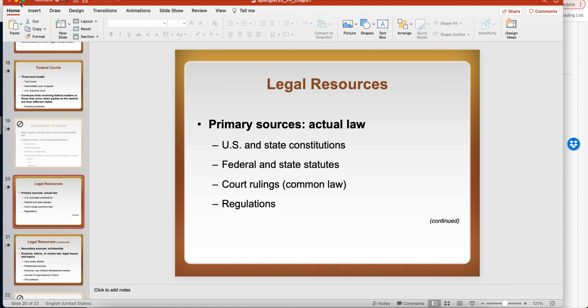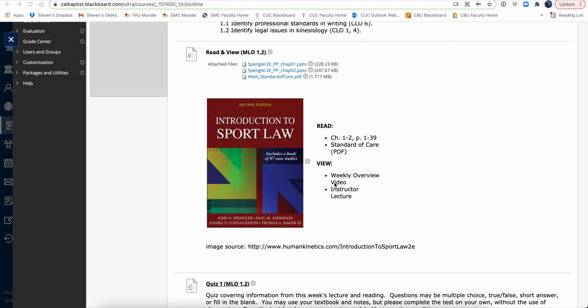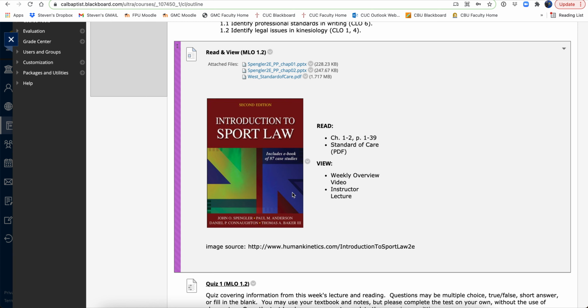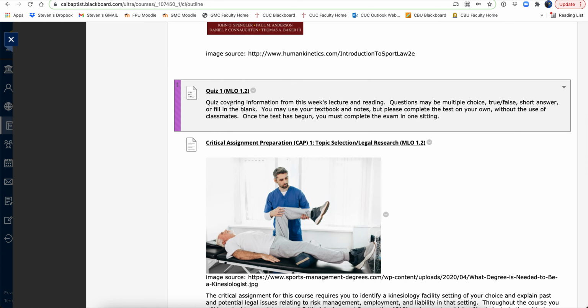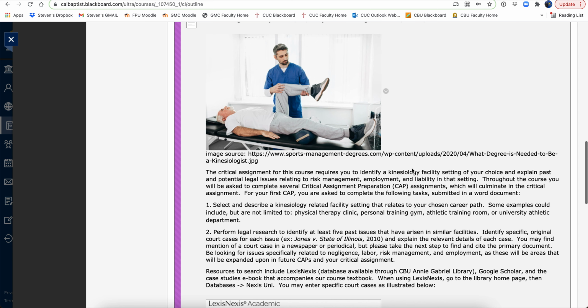All right, so that is basically the first two chapters that you should take a look at. Of course, dive into the reading. There's more case studies that go along with this, and then the standard of care PDF that's provided on there as well. If you have any questions, feel free to reach out to me via email. Otherwise, the next step is to take your quiz once you've gotten through the reading, and then work on Cap 1. Make sure you dive into this and select a case that is related to your chosen career path.